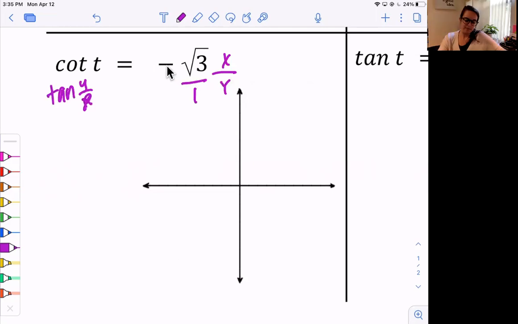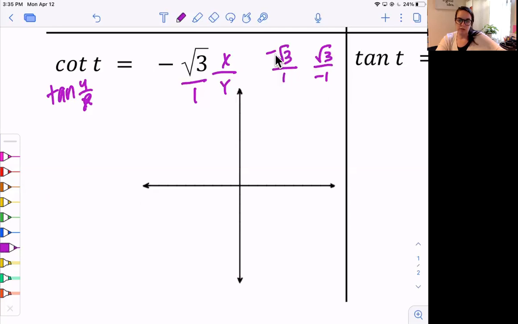So this could be negative square root of 3 over 1. Okay, there's two options here. The first option is that the negative is on top. The second option is that the negative is on bottom. So we could have x is negative square root of 3 and y is 1, or we could have x is positive square root of 3 and y is negative 1.